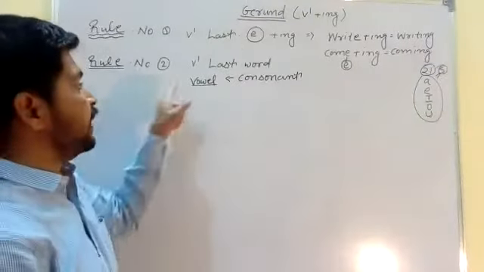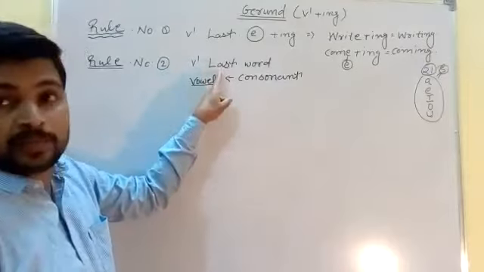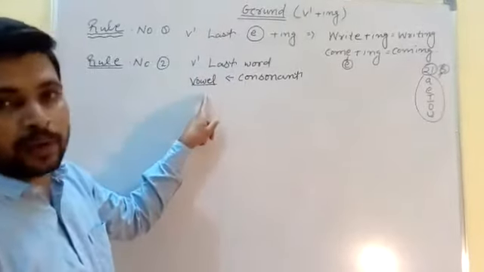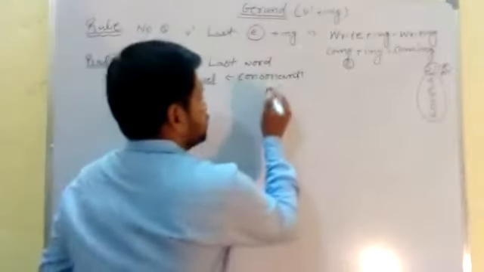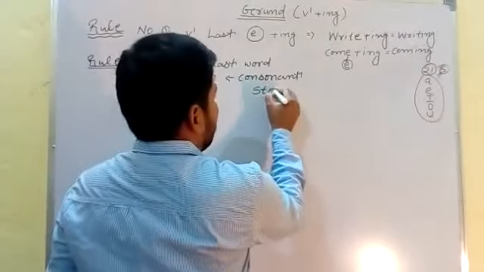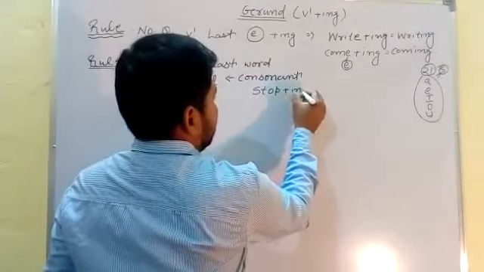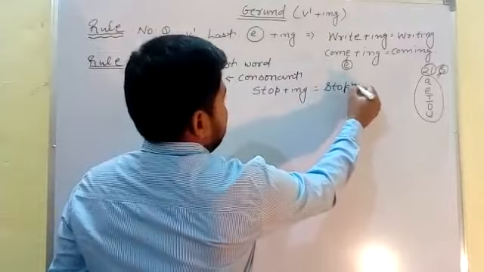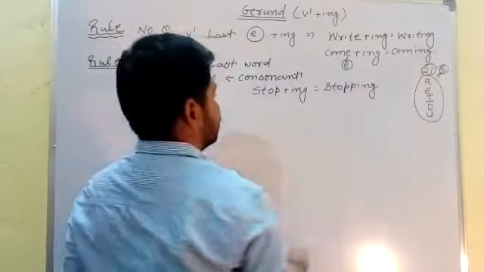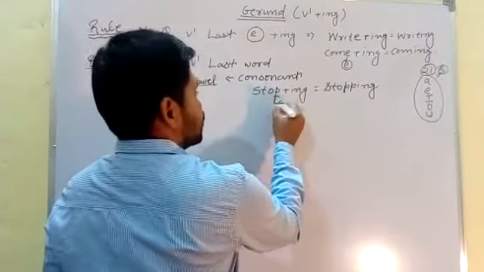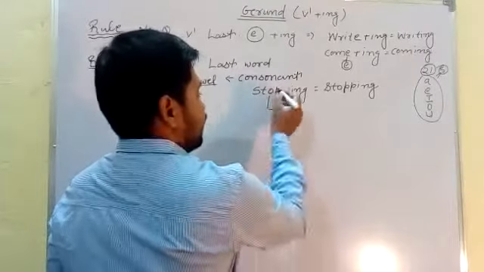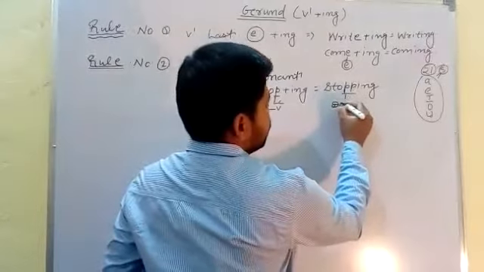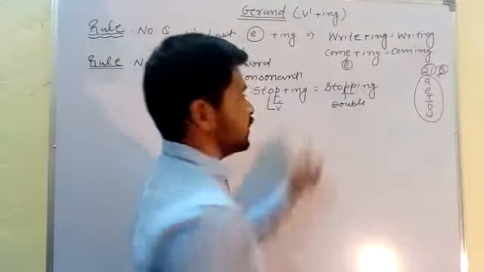But the rule is this: if we find a first form of the verb whose last alphabet is a consonant, and before the consonant you find a vowel. For example, STOP, stop. Then what is the spelling? Stopping. Then we double the consonant according to the rule. Here P is the consonant and O is the vowel. If you find this type of condition, we double the consonant and the spelling changes.